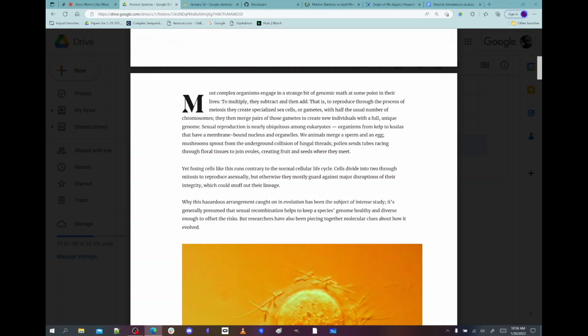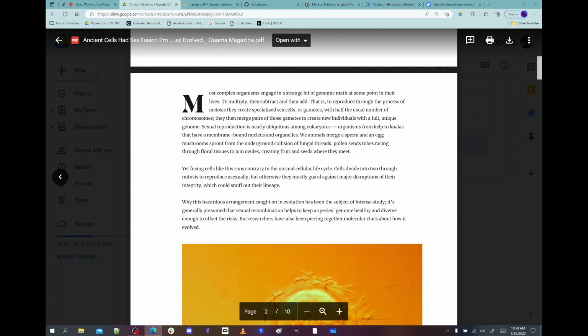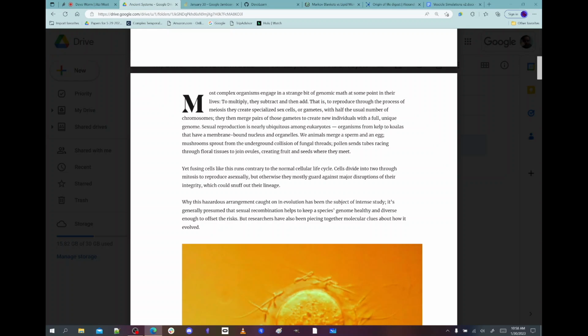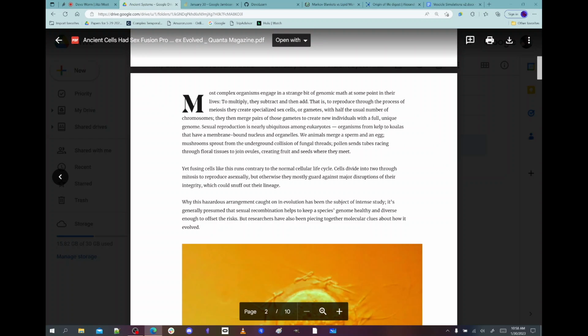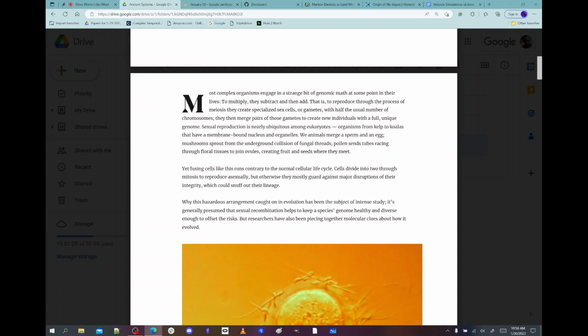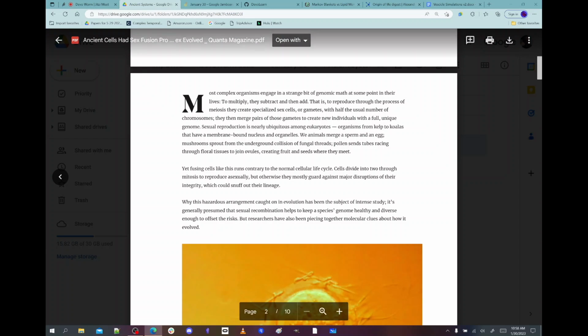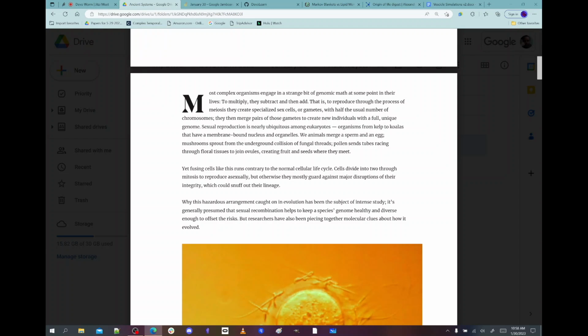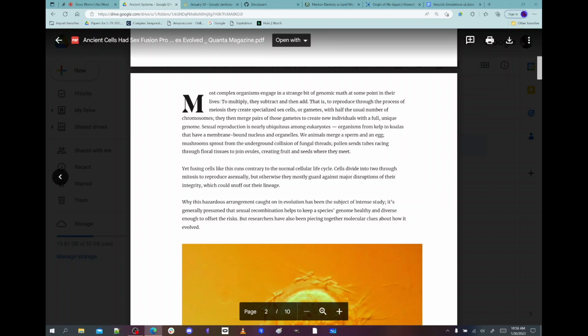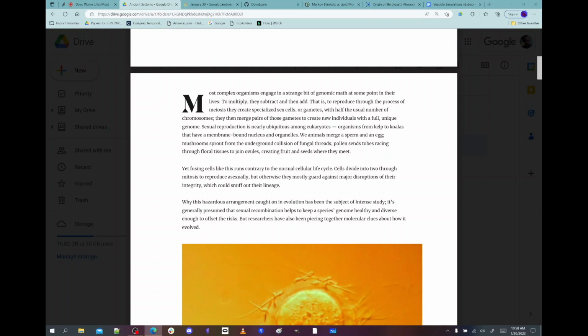Most complex organisms engage in a strange bit of genomic math at some point in their lives. To multiply, they subtract and then add. That is, to reproduce through the process of meiosis, they create specialized cells, or gametes, with half the usual number of chromosomes. They then merge pairs of these gametes to create new individuals with a full, unique genome. Sexual reproduction is nearly ubiquitous among eukaryotes.